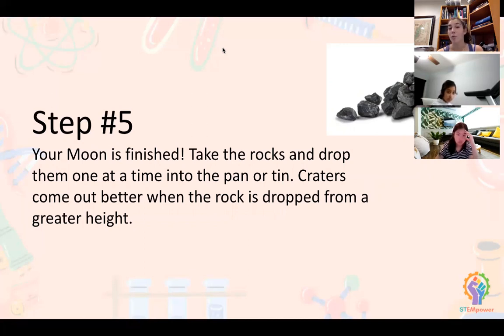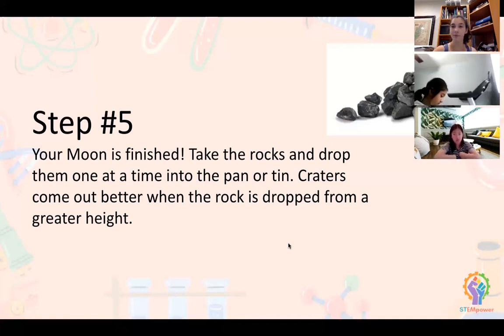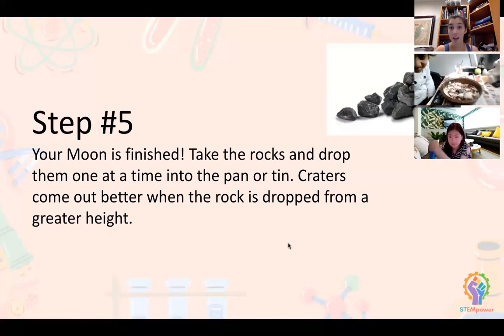They come out better when the rock is dropped from a greater height, but if you do not want it to splash or go everywhere, then you can do it from a smaller height. Dropping them at different angles makes it a lot more realistic. This is just to see the effect that your rocks, or the asteroids in this case, have on the moon's surface. Yeah, look at that. That's awesome.